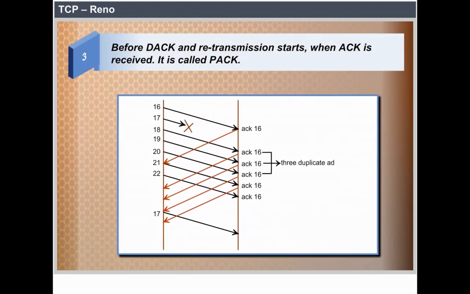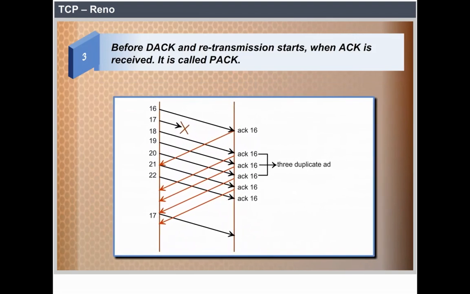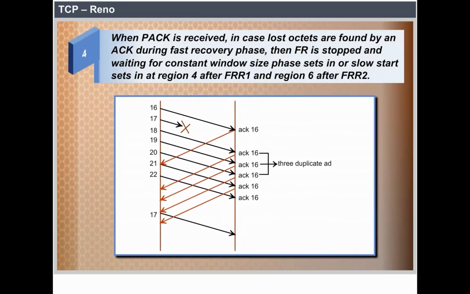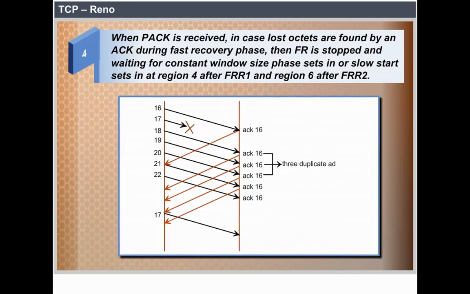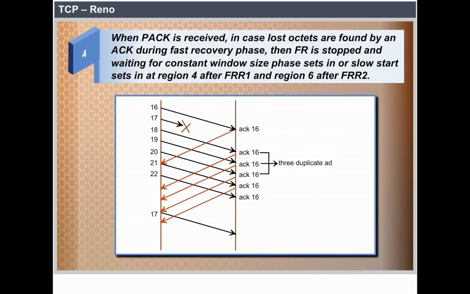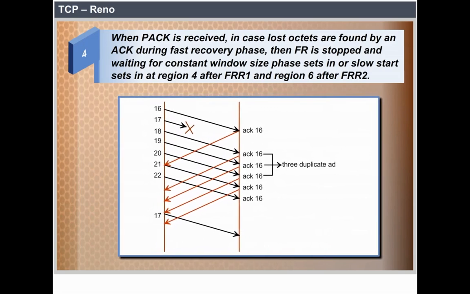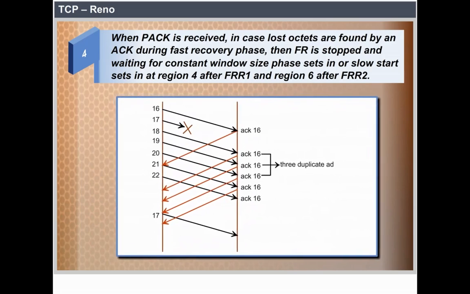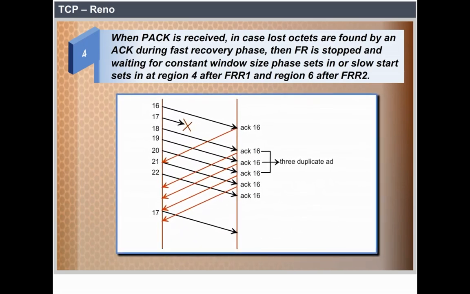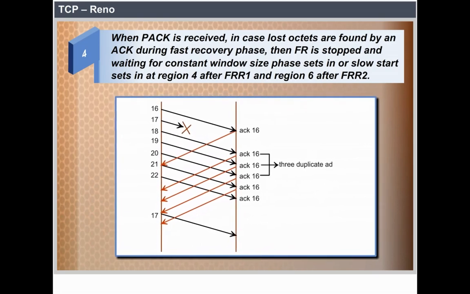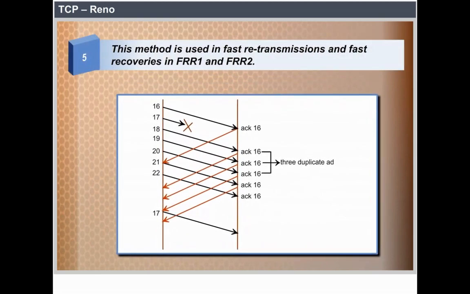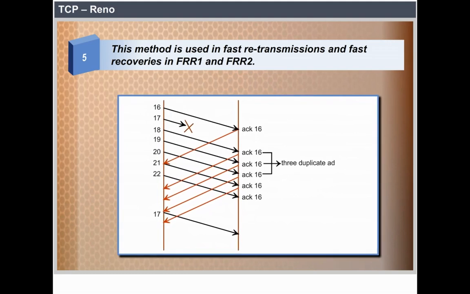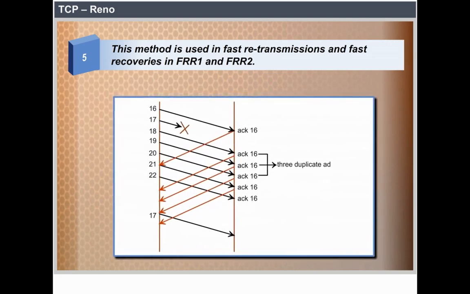When ACK is received before DACK and retransmission starts, it is called PAC. When PAC is received, in case lost octets are found by an ACK during the fast recovery phase, then FR is stopped and the wait constant window size phase sets in, or slow start sets in at region 4 after FRR1 and region 6 after FRR2. This method is used in fast retransmissions and fast recoveries in FRR1 and FRR2.